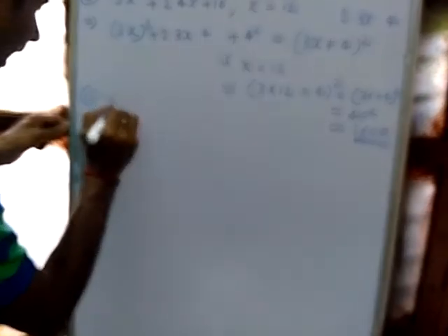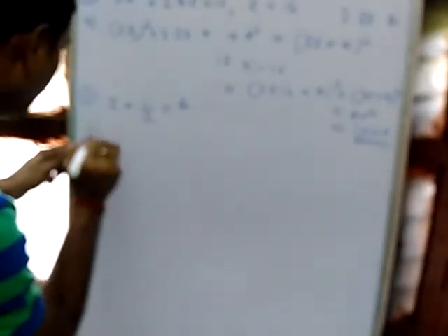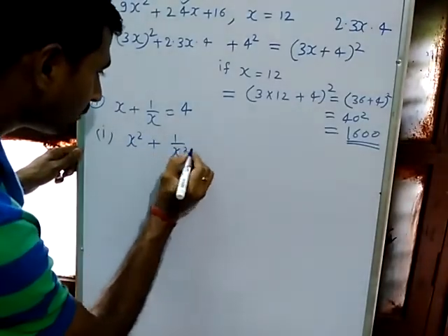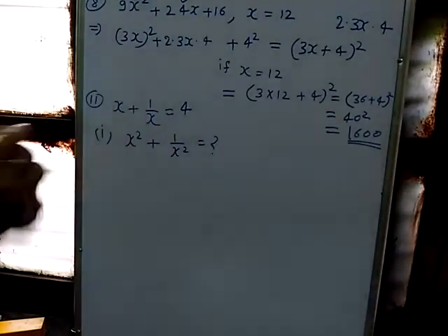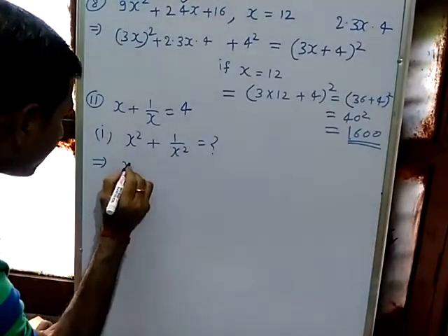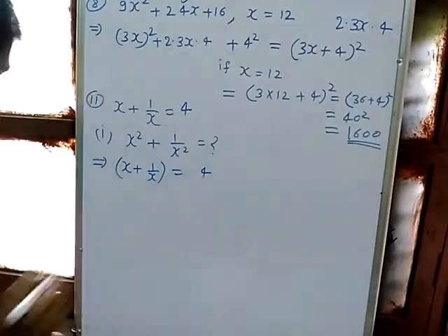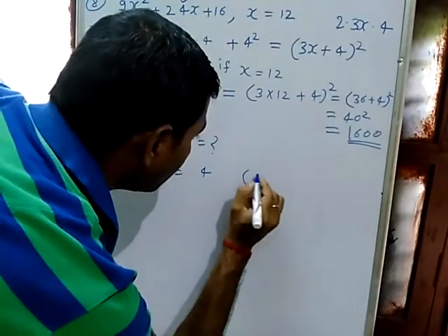Question number 11. Given x plus 1 upon x is equal to 4, then find the value of the first one: x square plus 1 upon x square. So we need this value in the first question. To find out the value of that, make its whole square. Look, what is given: x plus 1 upon x is equal to 4, so take the whole square of it, squaring on both sides.